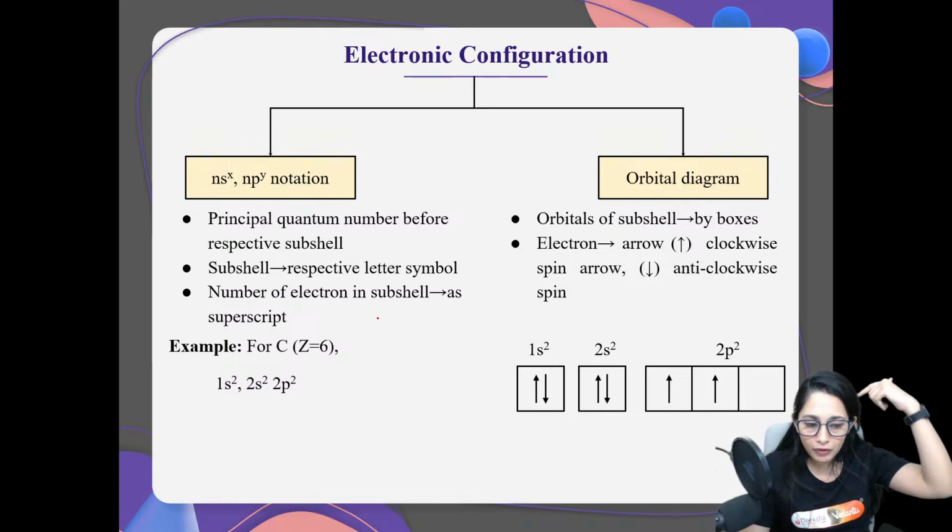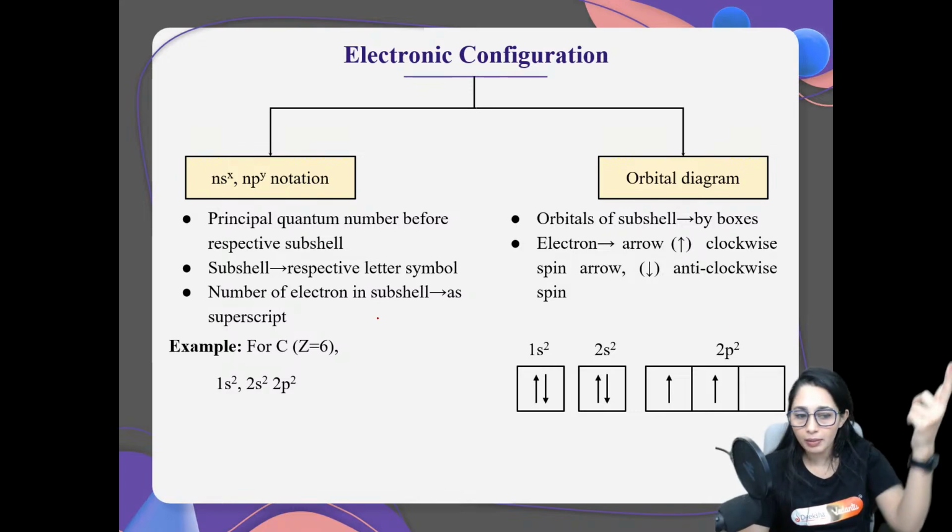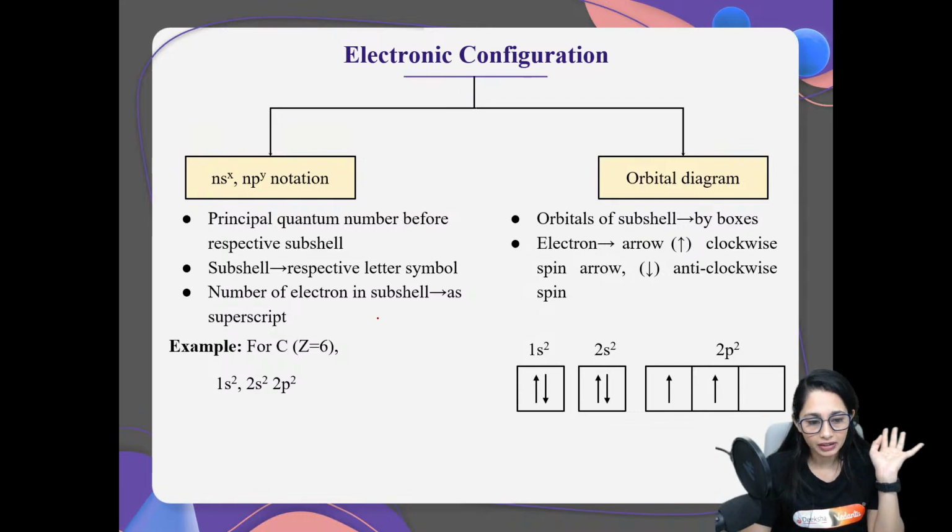On the top of the letter, you are going to write the number. For carbon, Z is equal to 6, that is, atomic number is equal to 6. How do we write that? 1s2, 2s2, 2p2.